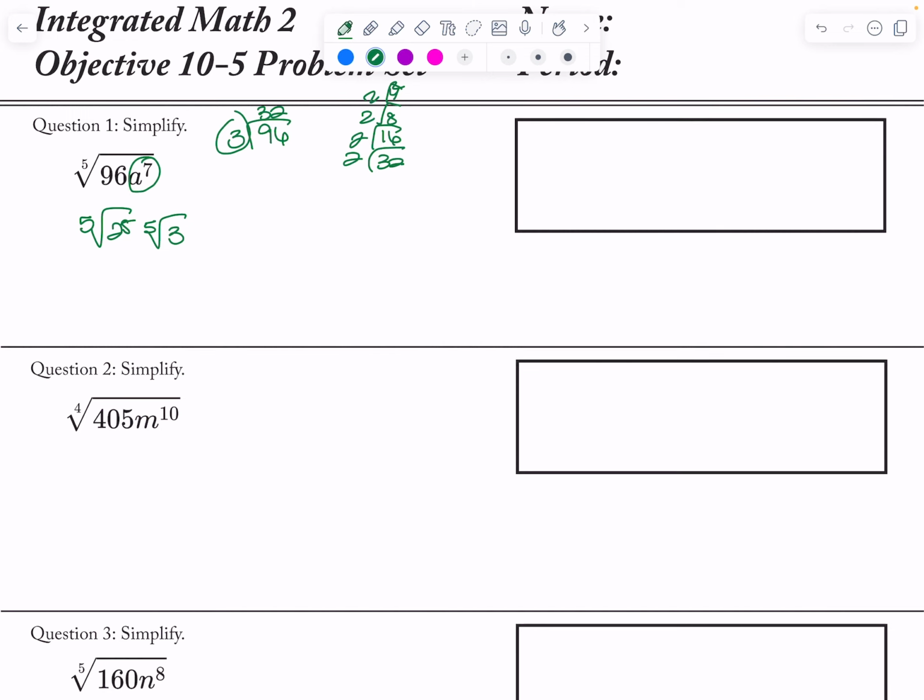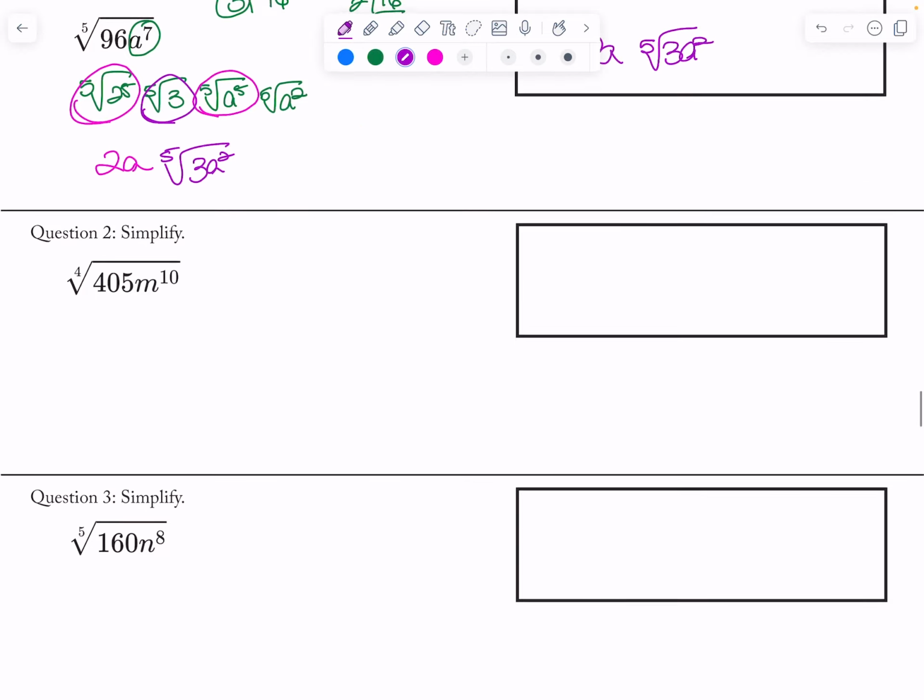And then now I need 7 a's. So then that's the 5th root of a to the 5th. That gives me 5 a's. And then the 5th root of a squared gives me all the way to 7. So now this becomes 2. That becomes an a. And then this is the 5th root of 3a squared. So 2a 5th root of 3a squared.